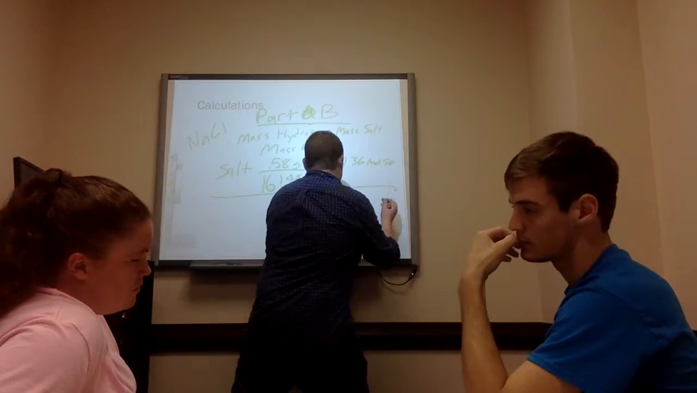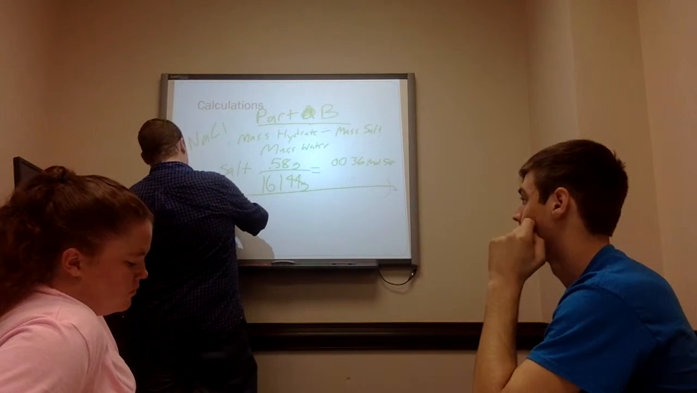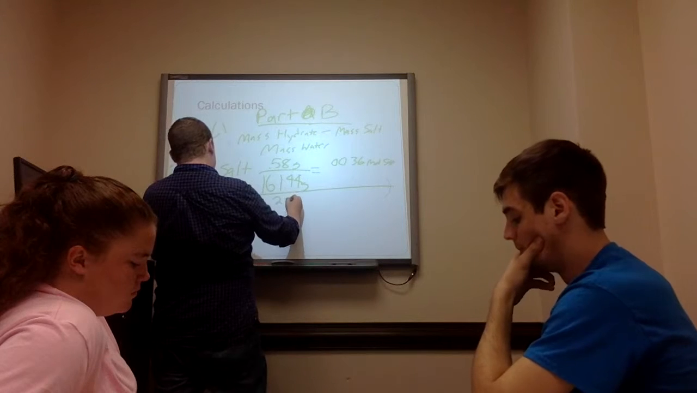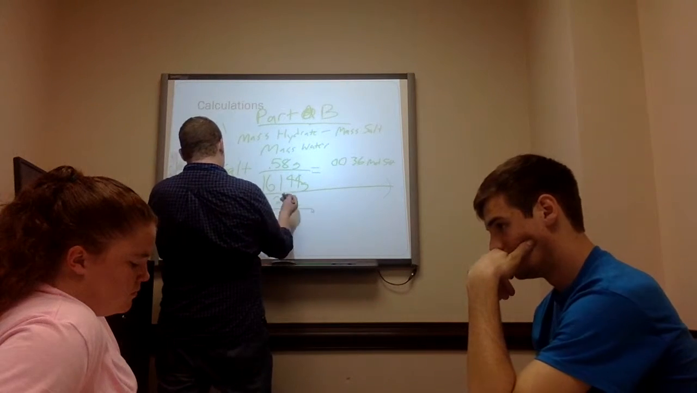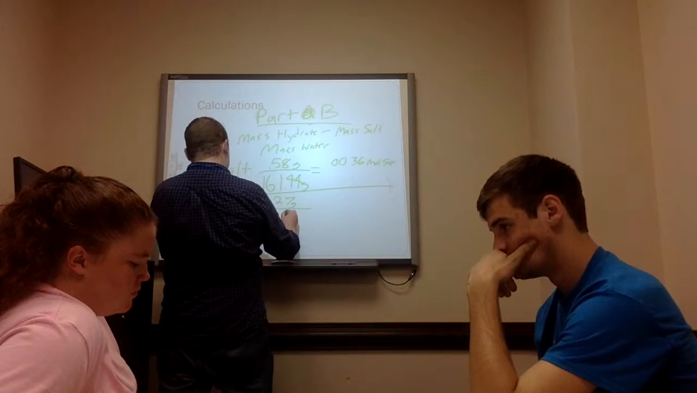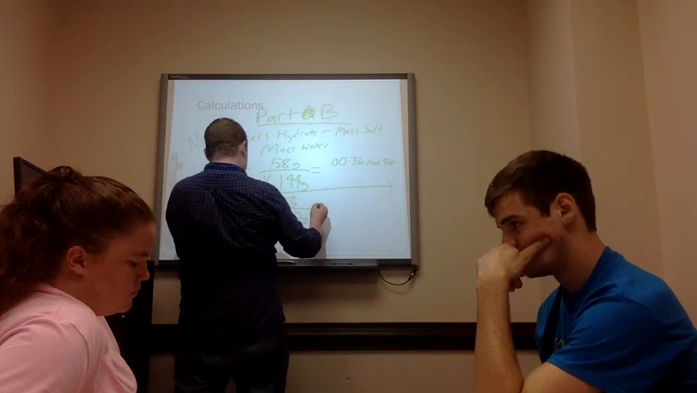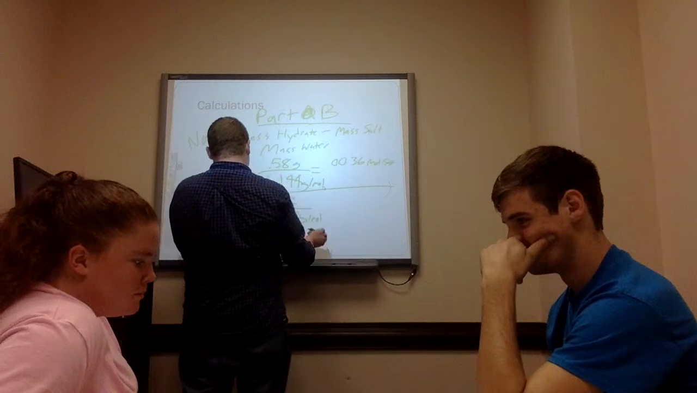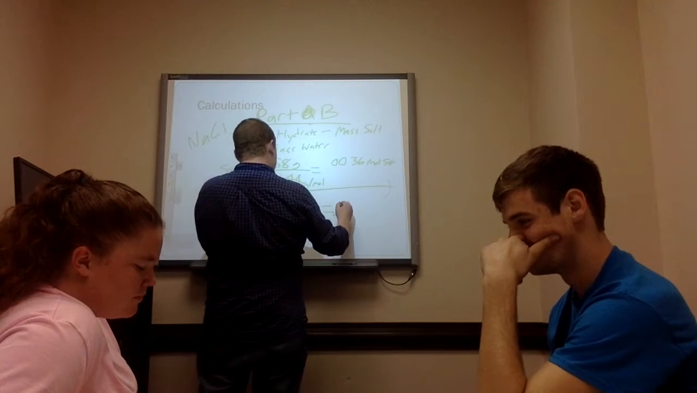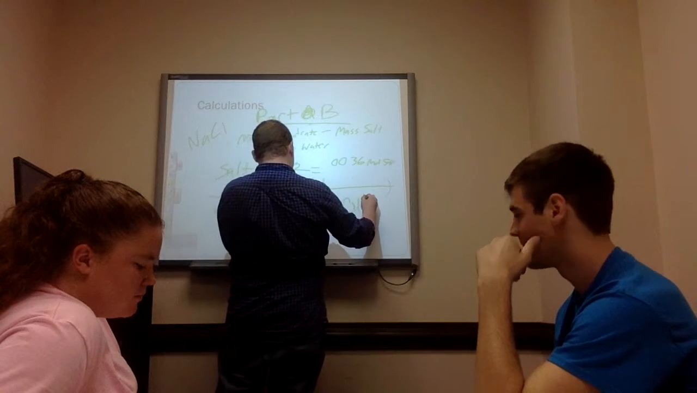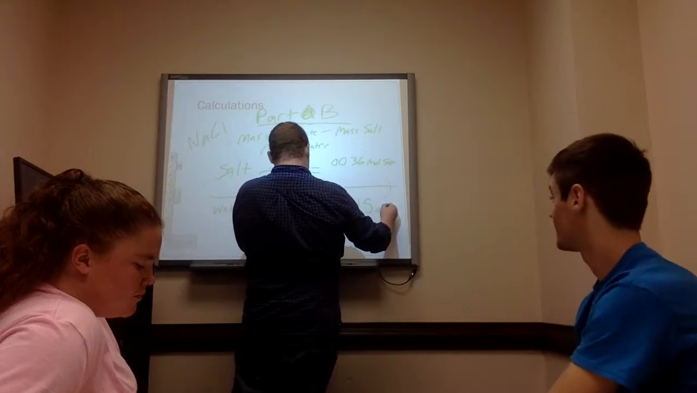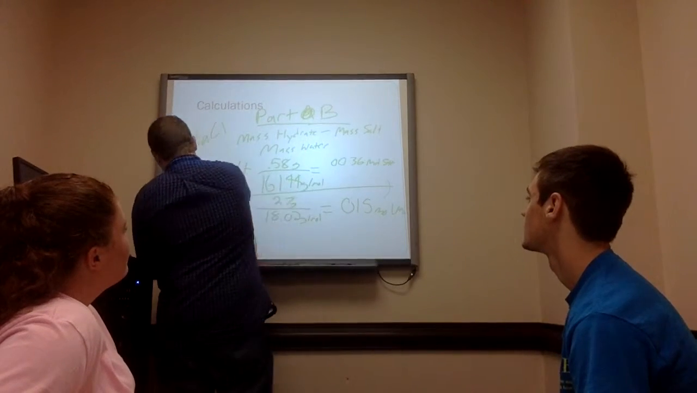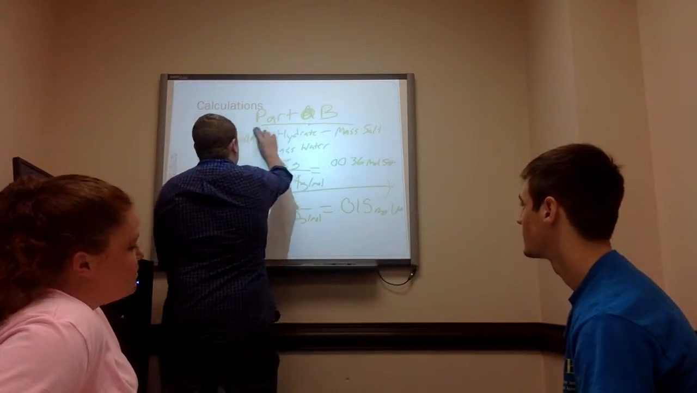Now below that, you have moles of water. You have 0.27 grams of water, over the molar mass of water, which we all know to be 18.02 grams per mole. And that gives you 0.015 moles of water. Y'all following me still? Okay.